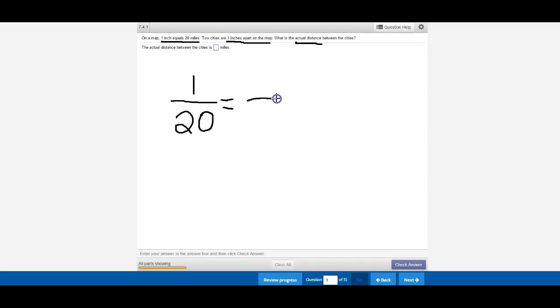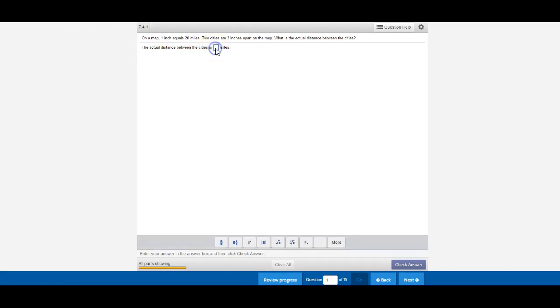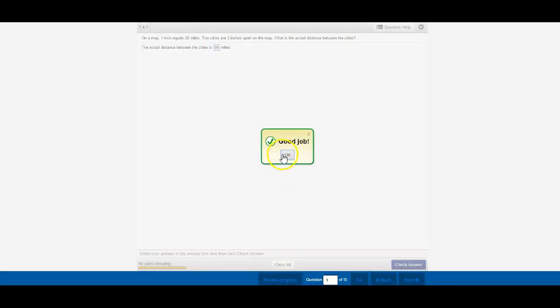So because 3 is my scale model, I'm going to put 3 across from the model and then my x across from my 20, my actual, because that's what I'm solving for. So I'm going to cross multiply 20 and 3 and then divide by 1. And when I do that, 20 times 3, I should get 60. And that's right.